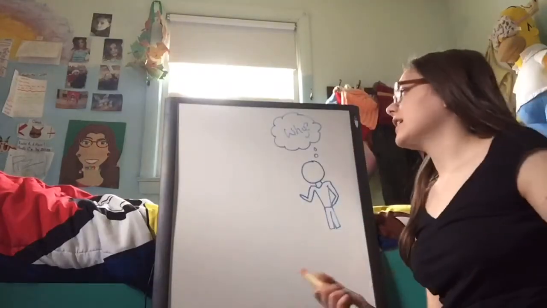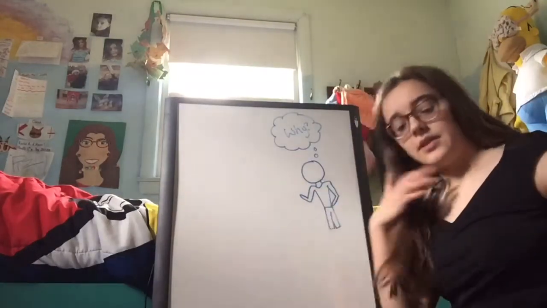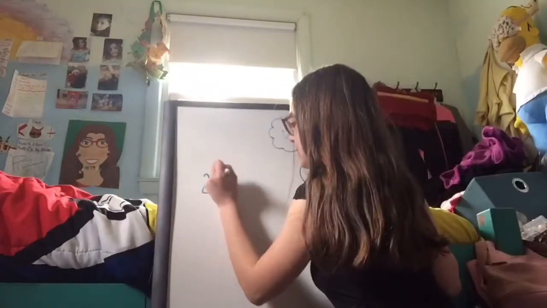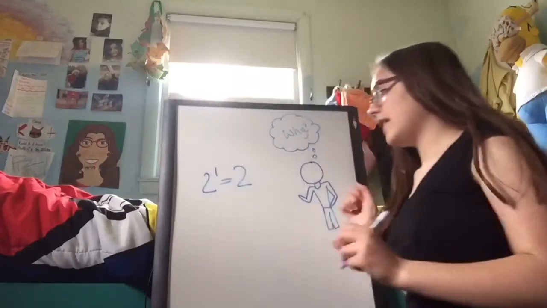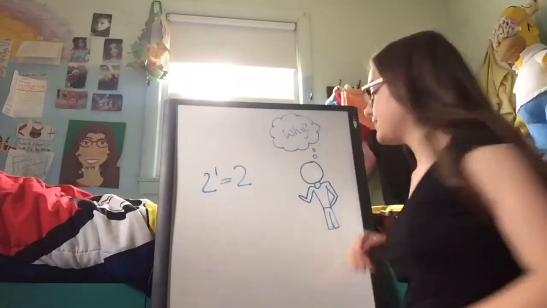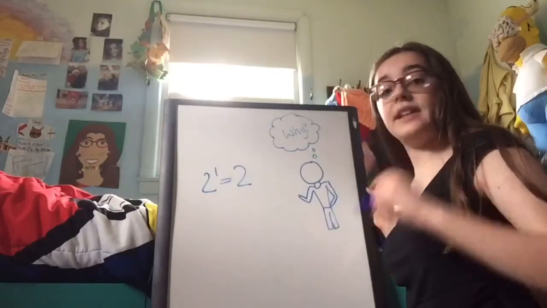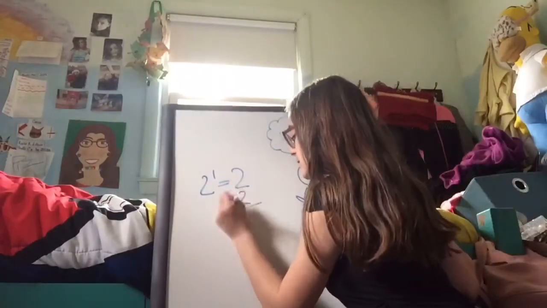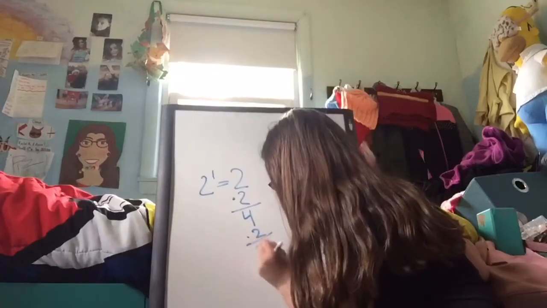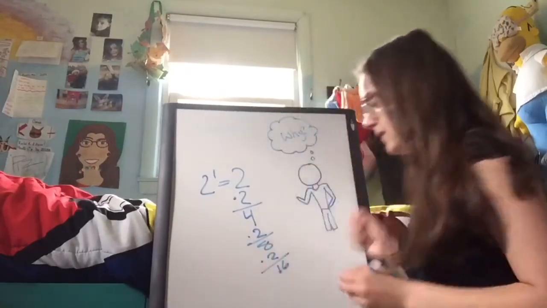Well, we've proved it, but why is it true? It's true because 2 to the first is 2. We start off with 2, and then to find a power of 2, you multiply another power of 2 by 2. 2 times 2 is 4. 4 times 2 is 8. 8 times 2 is 16.